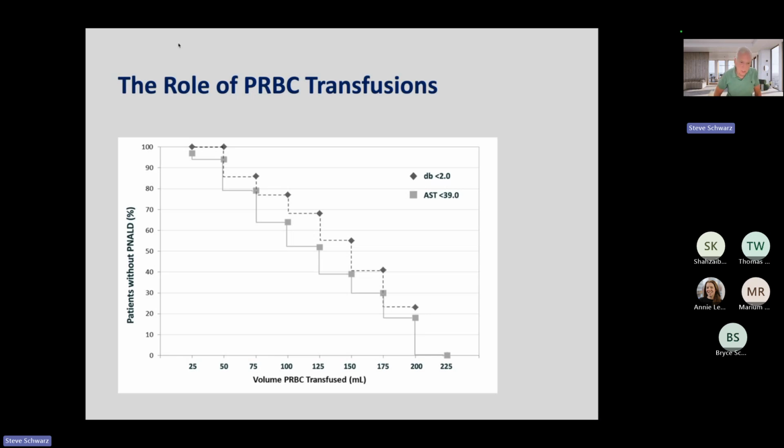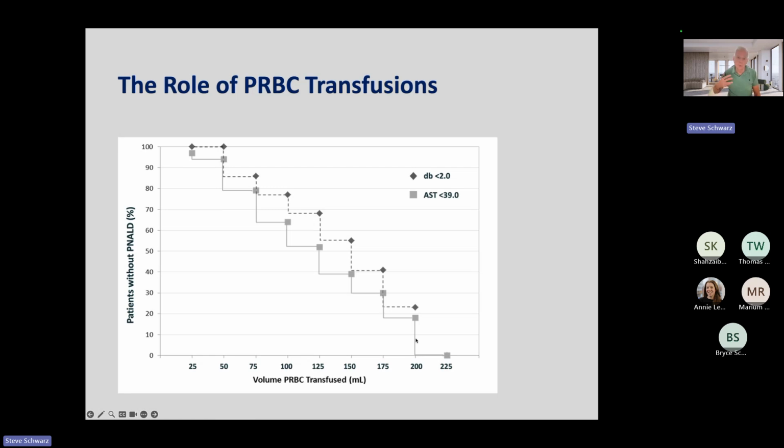On the y-axis, we see the percentage of patients without parenteral nutrition-associated liver disease. On the x-axis is the volume of red blood cells transfused. We're looking at the direct bilirubin less than 2. That's the dark gray diamond. And the light gray squares are those who have an AST less than 39. And as you can see, as the volume of PRBC increases, the number of subjects who have a direct bilirubin less than 2 drops precipitously, as does the number of subjects with a normal AST.